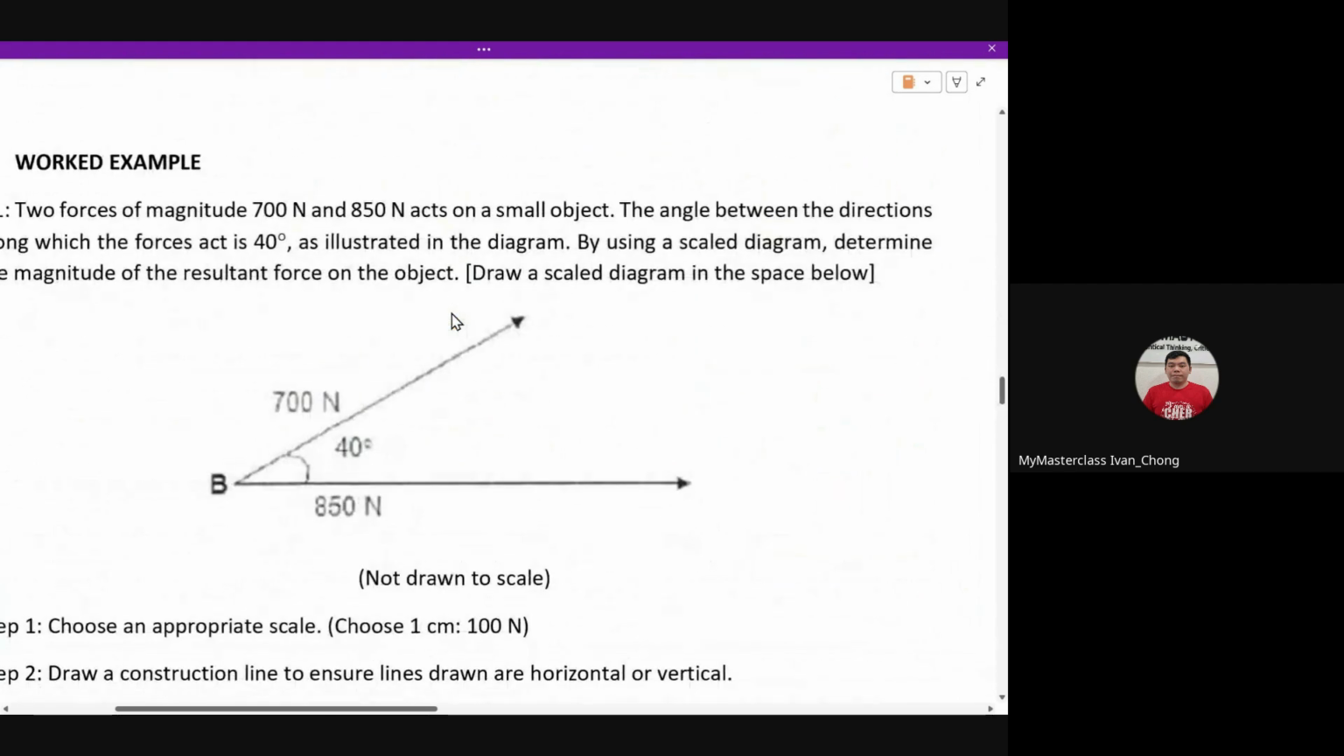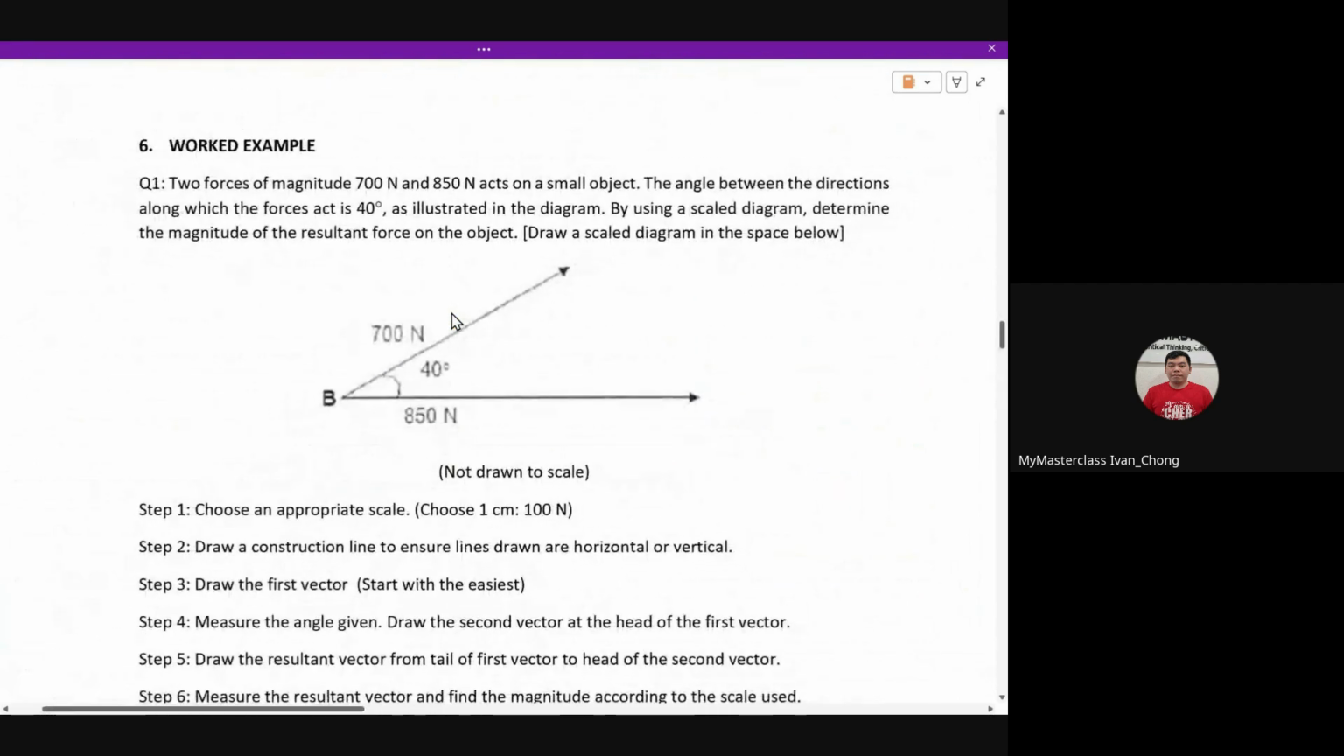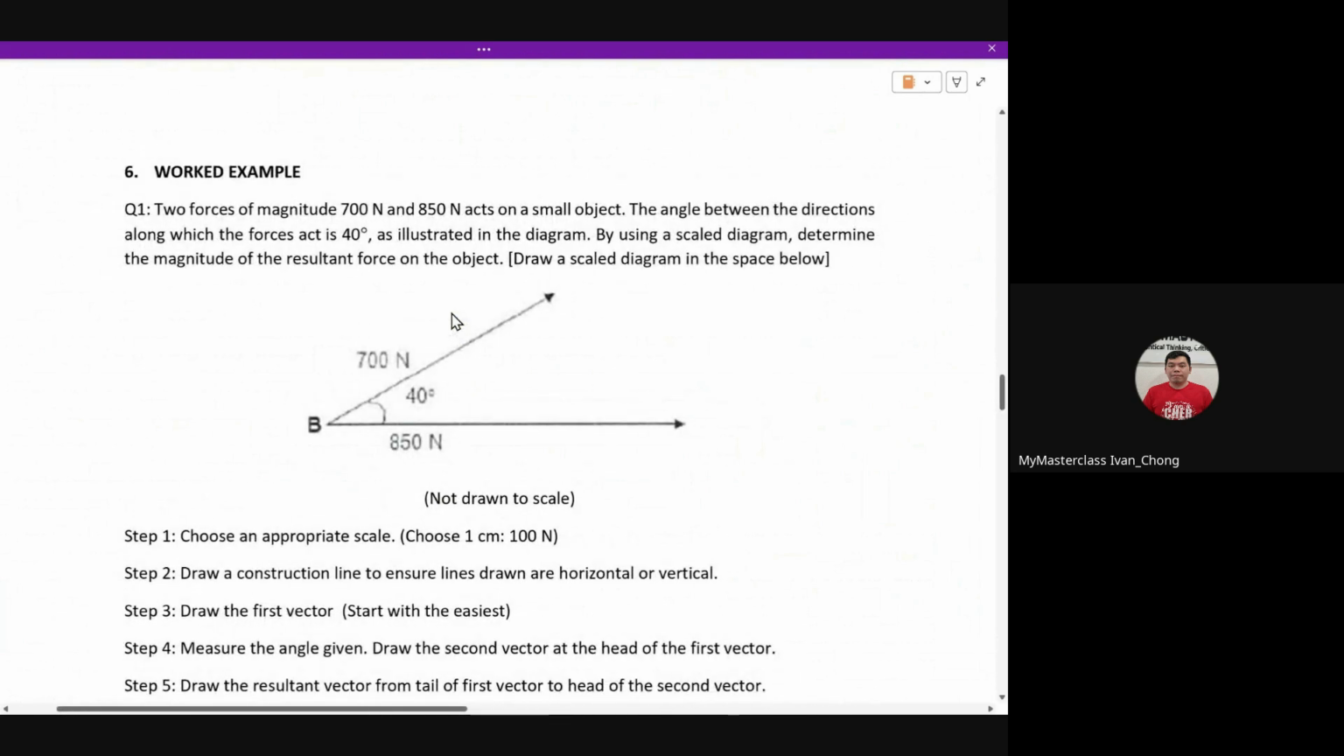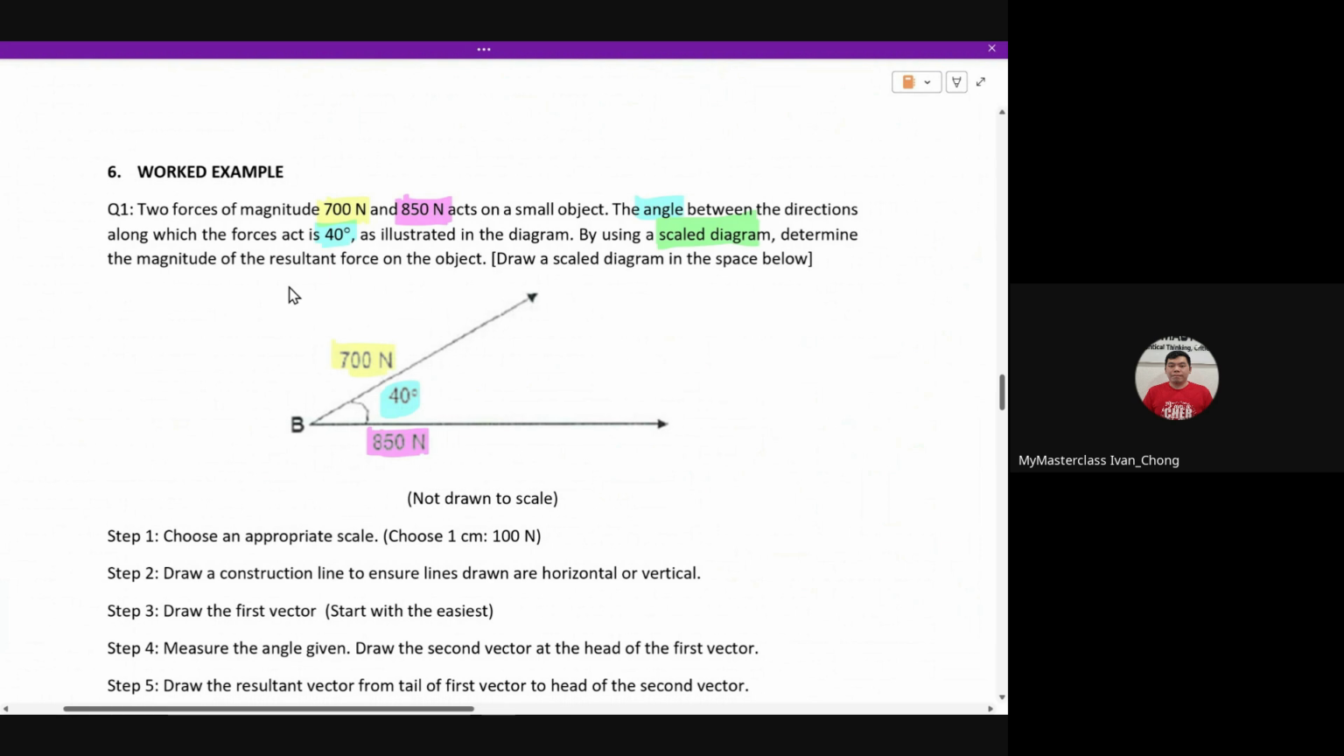Now let me elaborate on your work example. So the thing is, number 1, we have two forces. We have this 700 and we have this 850 over here. They tell you that your angle between them is 40 degrees. So using a scaled diagram, you can see over here, a scaled diagram, determine the magnitude of your resultant force. So basically what we are trying to find is your resultant vector.